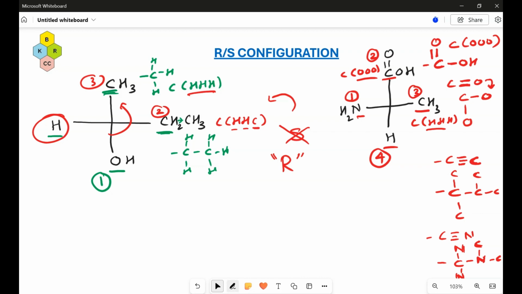So now traverse a semicircle. 1, 2, 3 takes a clockwise direction. Therefore it is our R configuration. Am I correct? Have I given the right configuration? Yes, because we see that the least priority is in the vertical position. So whatever you have given is the right answer. It's R configuration. So no doubt about it.